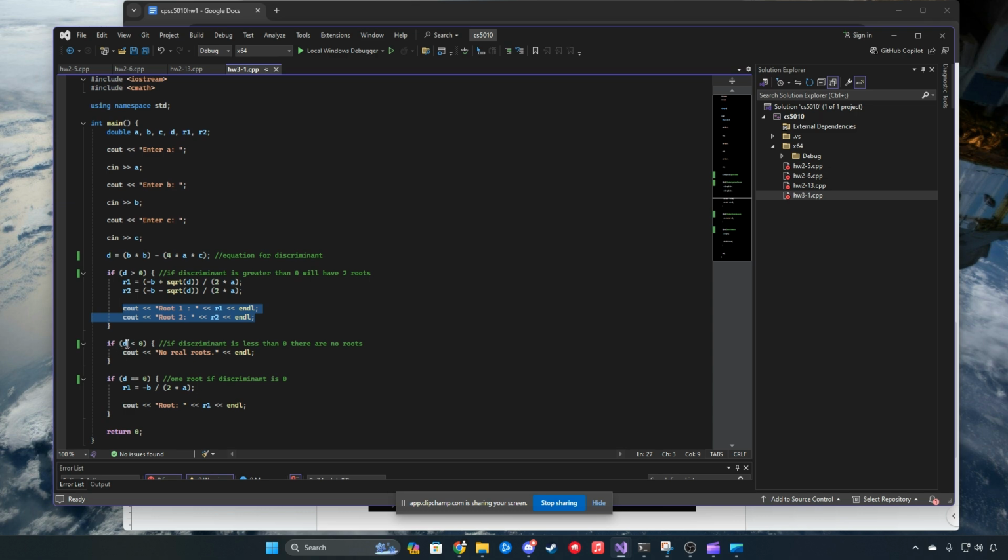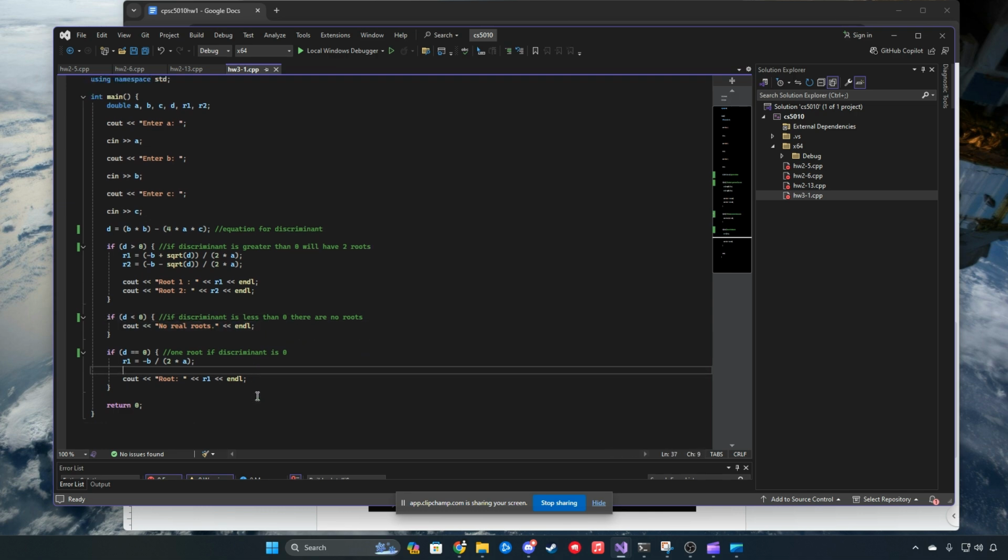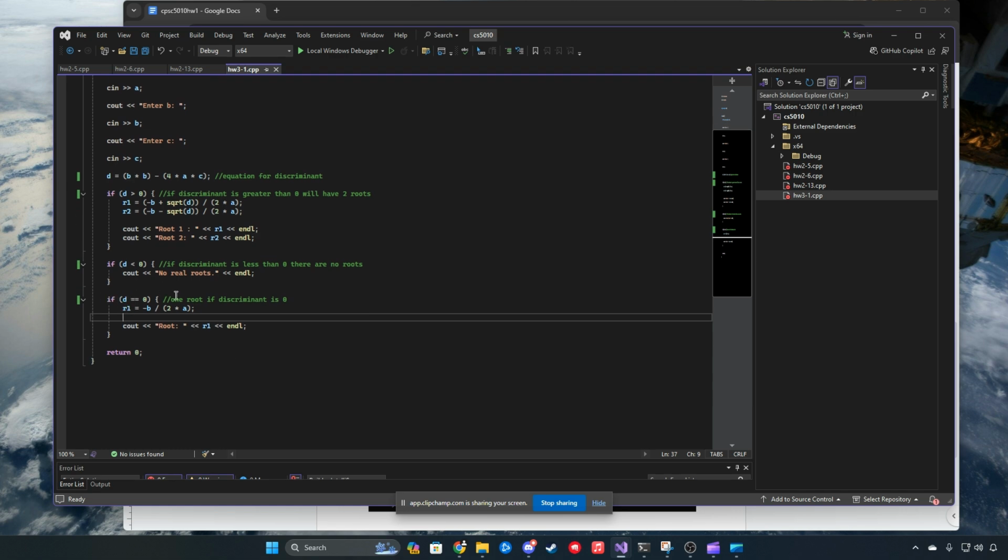And if the discriminant is less than 0, the program would go here, and this would mean that there are no real roots, and it would output this message to the user. And if the discriminant is 0, that means there's only one root, and we would use the same equation used here, except we wouldn't use the square root of d. And here's where we would output that to the user.